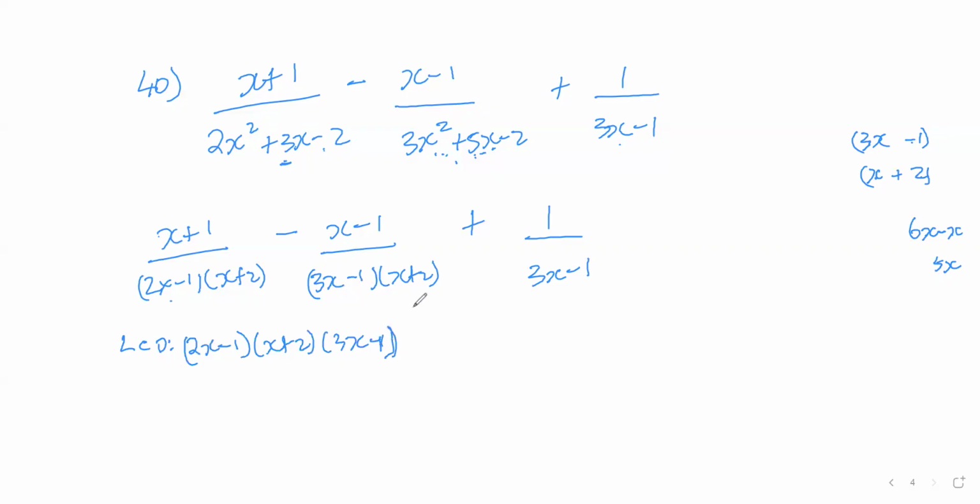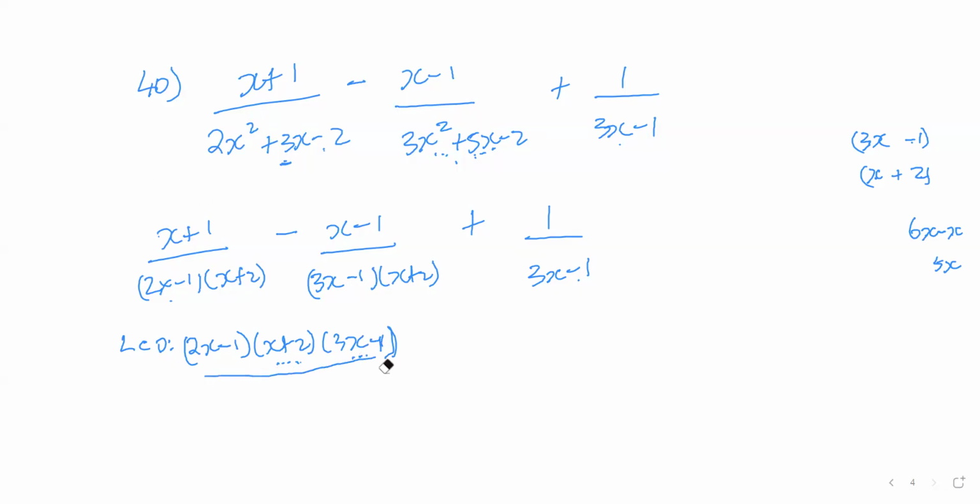Next factor is x + 2. I look at my LCD. I already have x + 2 in it, so I don't write it anymore, because we don't need repetitions. Then next is 3x − 1. I already have 3x − 1, so I don't write it anymore. So this then is my LCD.